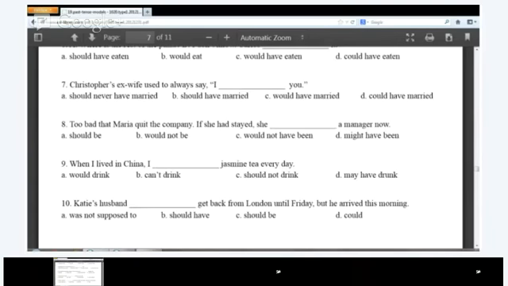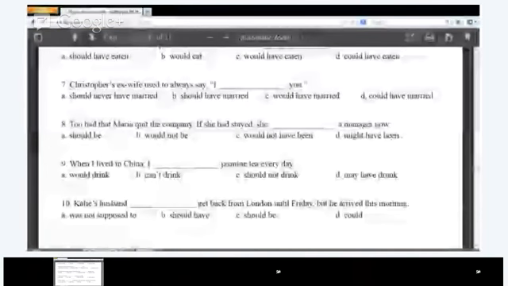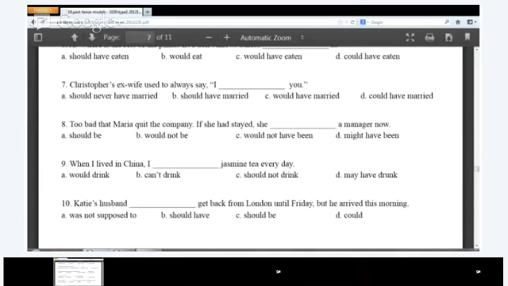Good. Yes. So, let me have you read that sentence one more time and use option D there to finish the sentence, please. Too bad that Maria quit the company. If she had stayed, she might have been a manager now. Good. She might have been a manager now. Good. Thank you. Let's go to numbers 9 and 10, and this is for Maria.